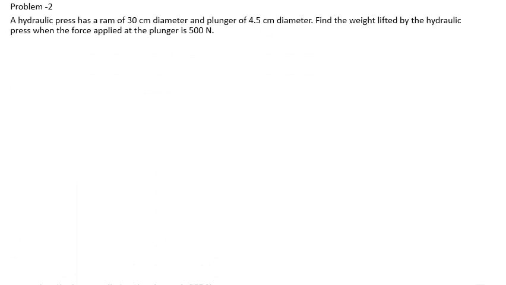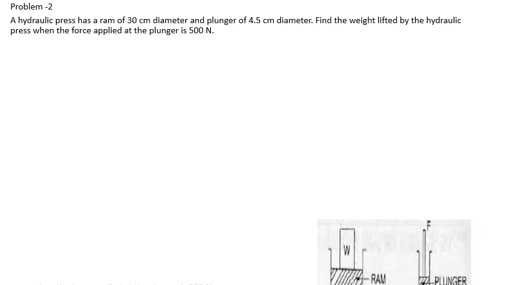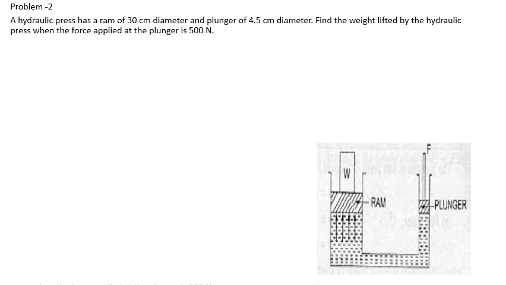Move on to the second numerical on pressure. A hydraulic press has a ram of 30 cm diameter and a plunger of 4.5 cm diameter. Find the weight lifted by the hydraulic press when the force applied at the plunger is 500 Newton. So this is the diagram connected to the plunger and ram arrangement. Here the ram is here and the diameter of the ram is given as 30 centimeter.